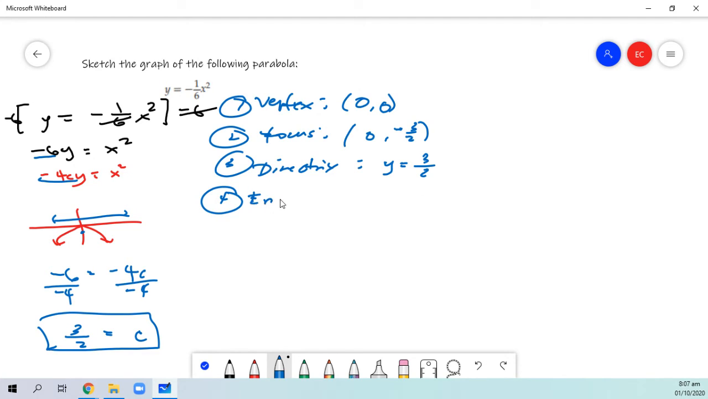Next, we look for the endpoints of the latus rectum, which again are the 2 points here, which are the endpoints of the line segment that's parallel to the directrix passing through the focus. And so we know this to have the same y coordinate as the focus, but 2c units to the left and to the right of the focus. So since c is 3 over 2, twice of that is 3. So that's 3, negative 3 halves, and negative 3, negative 3 halves.